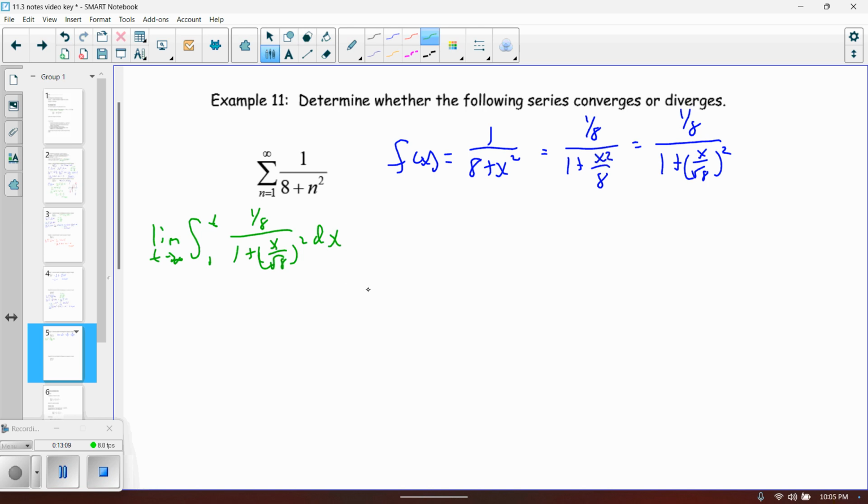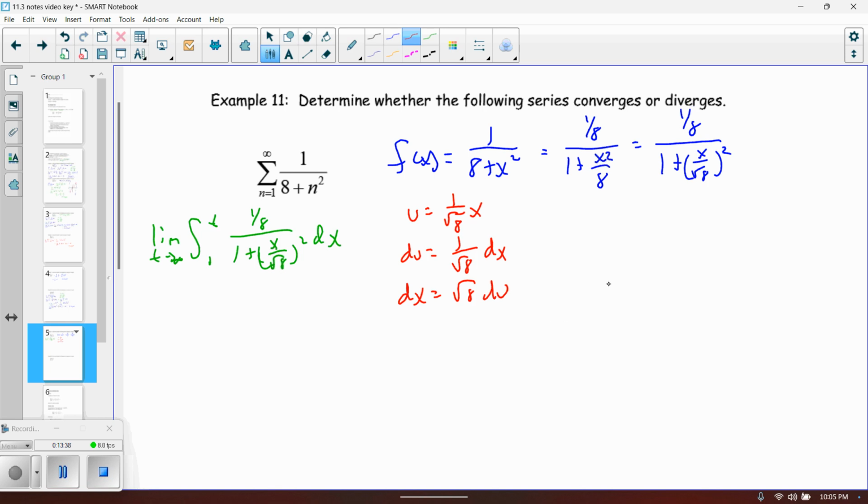So now when we do this, well, the 1/8 can get pulled out to the front. That's no problem. The x over the square root of 8, I can do a small u substitution on. So we'll say that u is x over the square root of 8, which is the same as 1 over the square root of 8 times x. So du is going to be 1 over the square root of 8 dx. So dx is going to be the square root of 8 du.